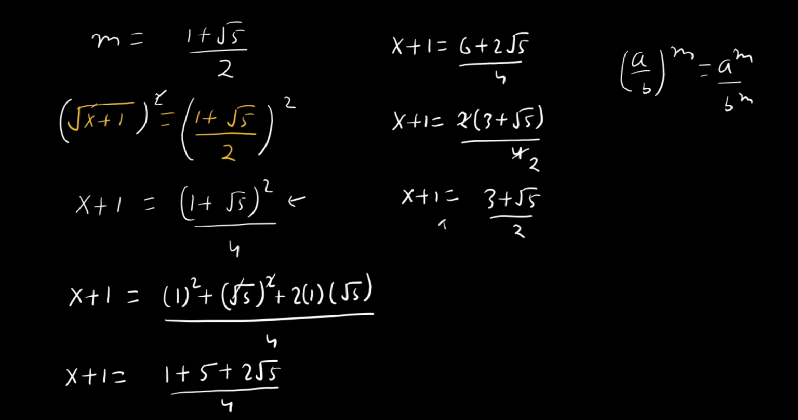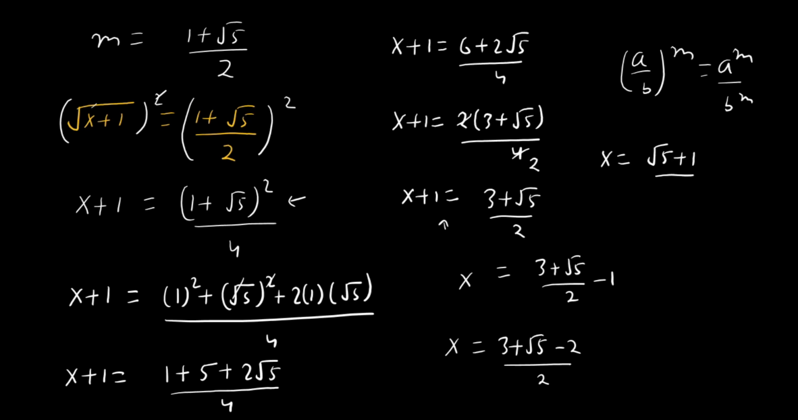If we take this plus 1 to the right hand side, then it is negative 1. Then on the left hand side, we have x. x equals 3 plus square root of 5, and here negative 2, this equals 2. Then x equals square root of 5 plus 1 over 2. This is our final answer.